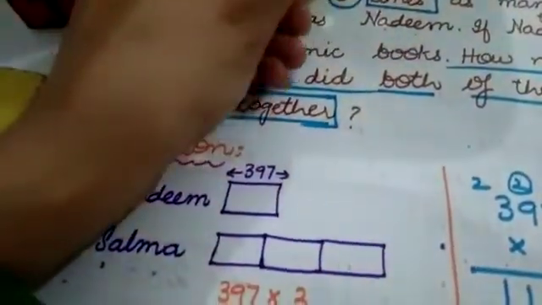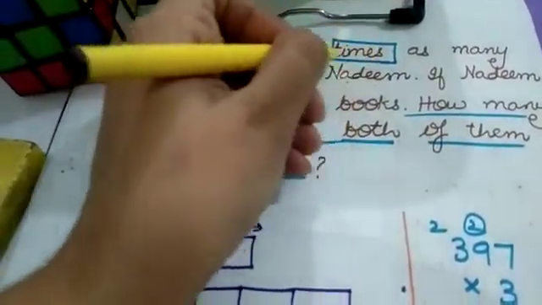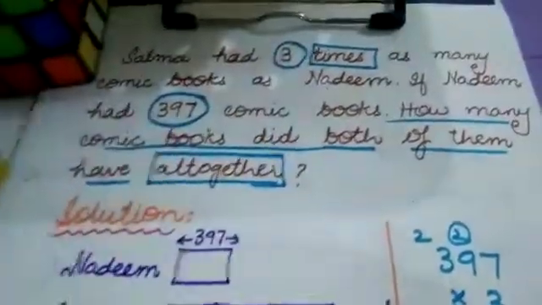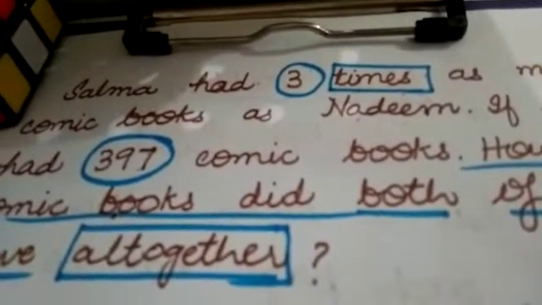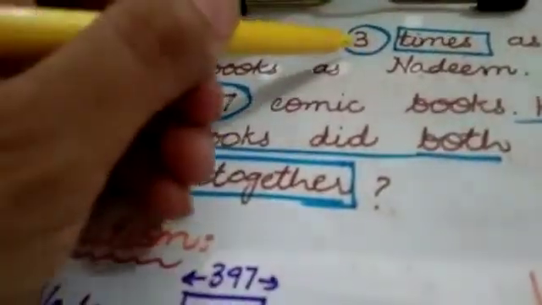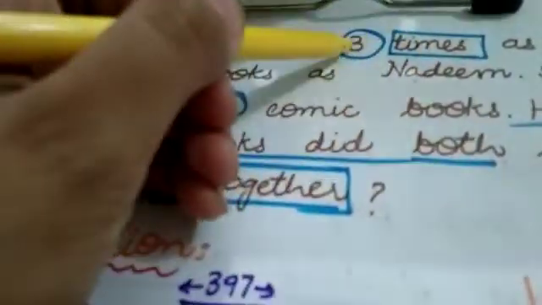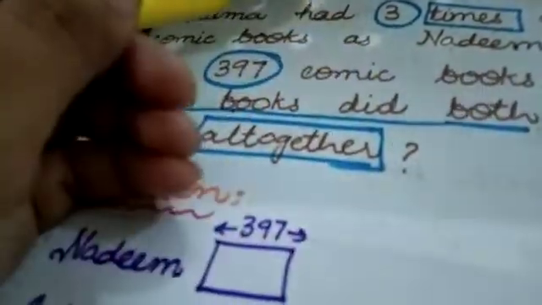First of all, circle the number 3 and box the word times. What is it? Times means, okay girls, that we will multiply by 3. Times means that we will do multiplication, and as it is written 3 times, we will multiply by 3. Now, as many comic books as Nadeem. If Nadeem has 397 comic books, so how many does Salma have?